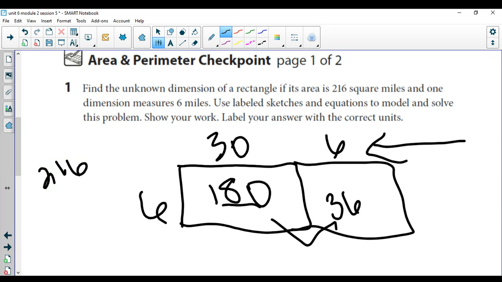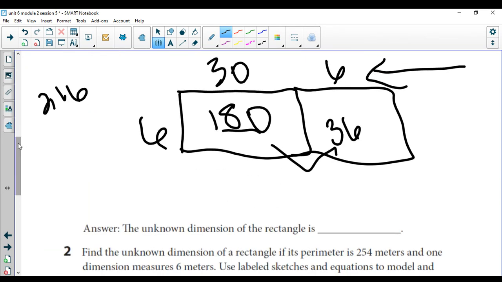So that is how you solve problem number 1. If it's still confusing for you, go back and practice, rewatch this. And again, your numbers might be broken up differently, but in the end, I want you to know the unknown dimension is 36. And as we move down, you'd want to make sure you put the units too.